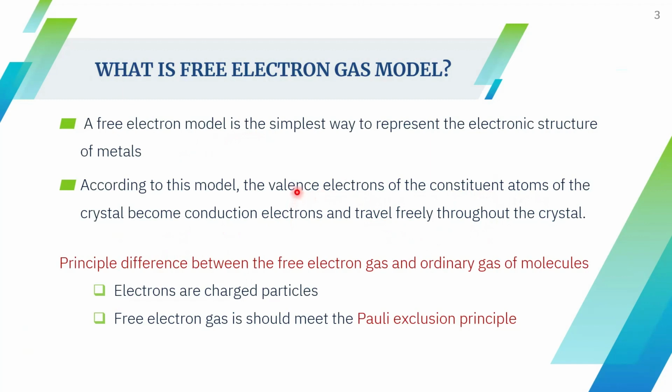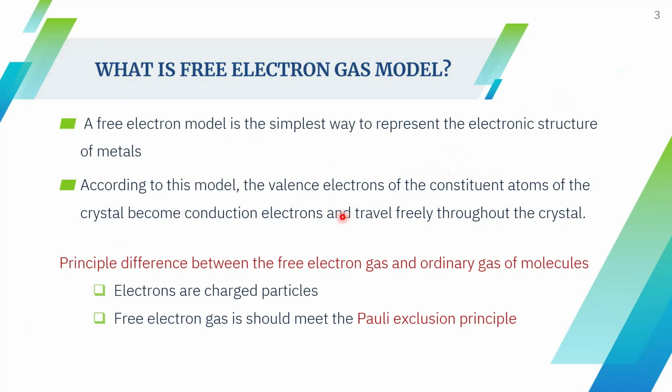The utility of the free electron model is greatest for properties that depend essentially on the kinetic properties of conduction electrons. Now, we said that it is the simplest way to represent the electronic structure of the material. But although the free electron model is a great oversimplification of reality, surprisingly, in many cases it works pretty well, so that it is able to describe many important properties of metals.